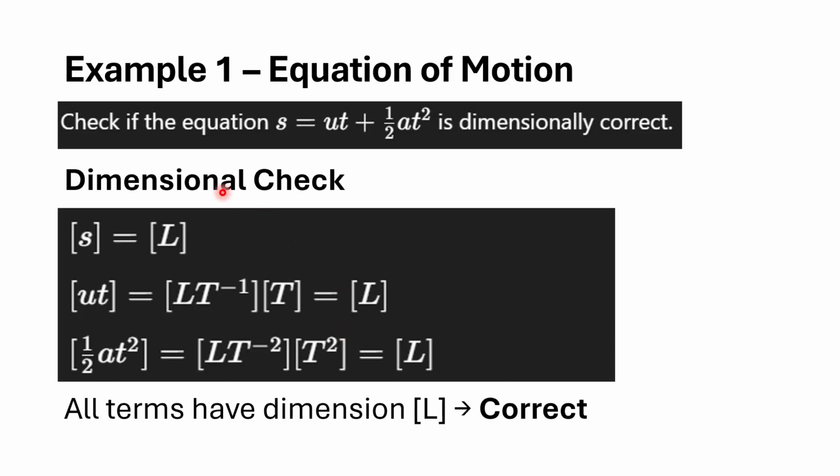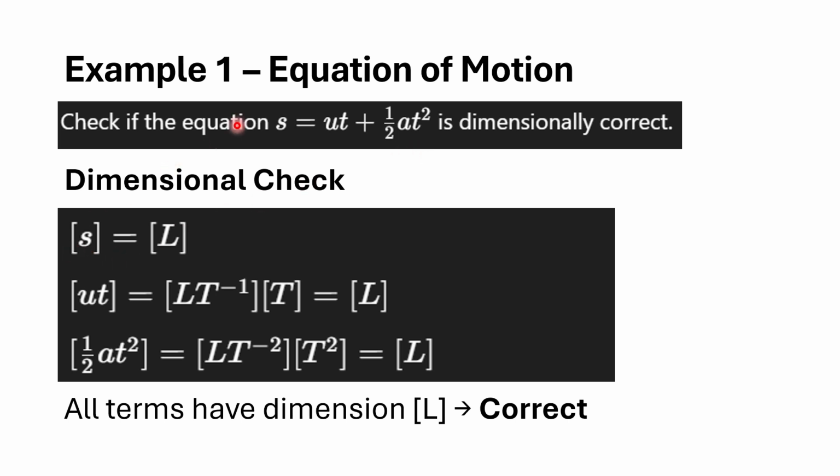So let's start with the first example. For the first example we have the equation of motion. Check if the equation s is equal to ut plus half at square, where u is the velocity, is dimensionally correct or not. We will check the dimensions of both sides, for all the terms, and see whether the results are the same or not. That will tell us whether it is dimensionally correct.